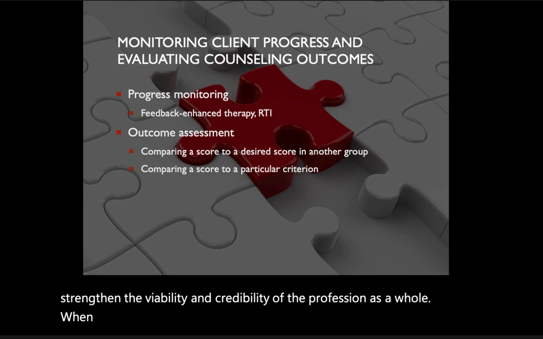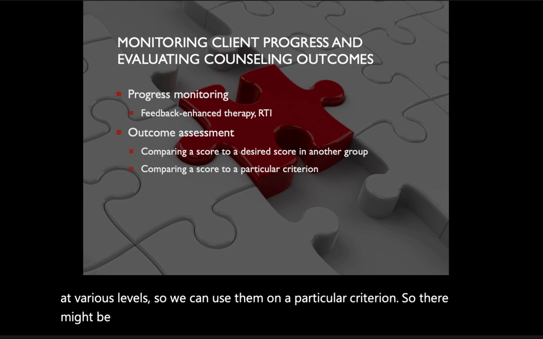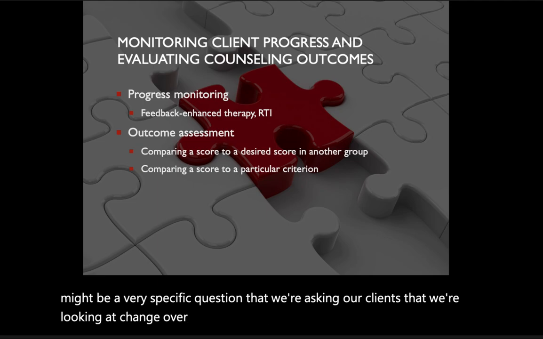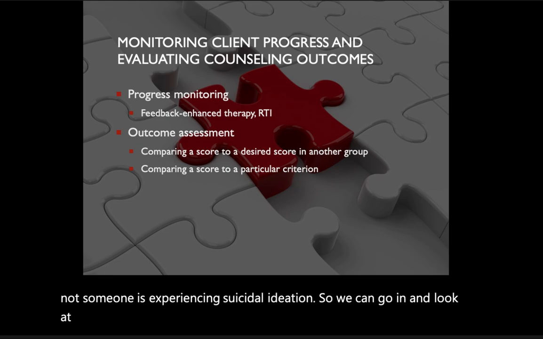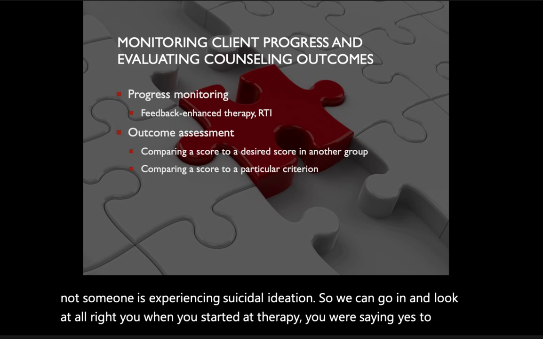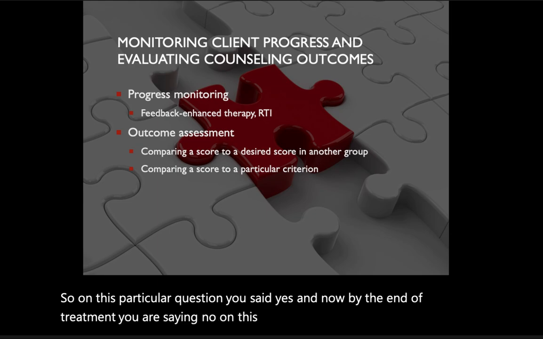When we talk about outcome assessments, we can use them at various levels. So we can use them on a particular criterion. There might be a very specific question that we're asking our clients that we're looking at change over time. A common one that's used is whether or not someone is experiencing suicidal ideation. So we can go in and look at, all right, when you started therapy, you were saying yes to experiencing suicidal ideation. So on this particular question, you said yes. And now by the end of treatment, you are saying no on this particular criterion.